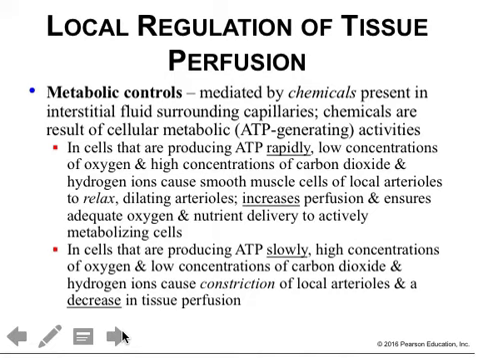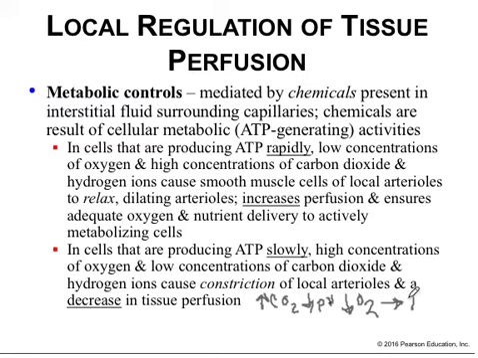Now, this is a very important point. We should point out that in systemic tissue, this is absolutely true. So we'll do systemic tissue here in black. In systemic tissue, if we see an increase in CO2, a decrease in pH, or a decrease in oxygen concentration, this is going to lead to an increase in perfusion. Okay, so this is in systemic tissue.